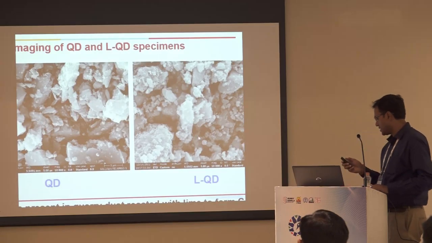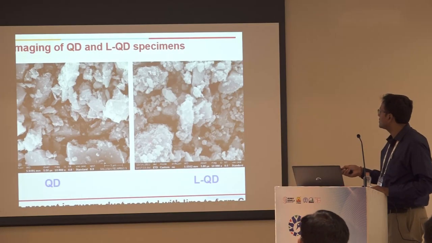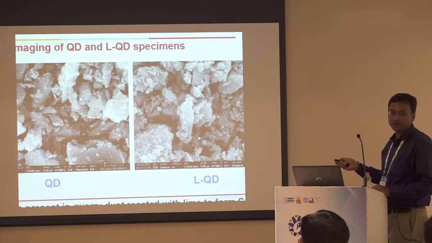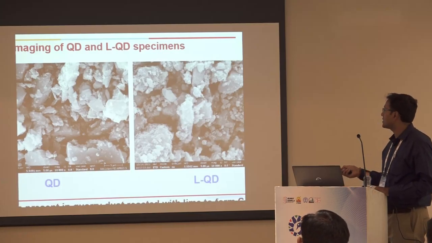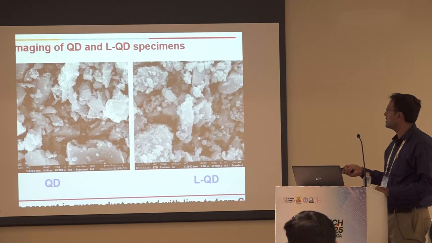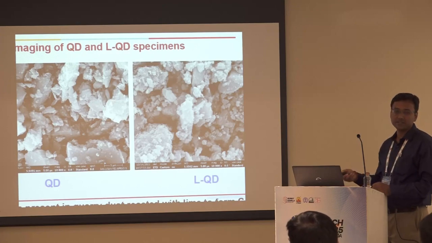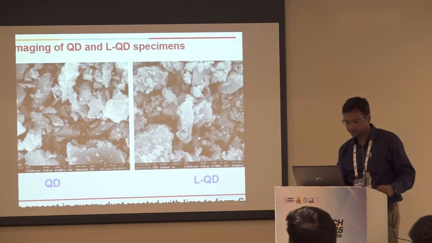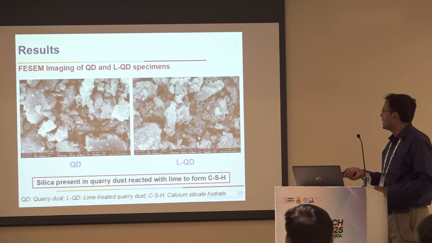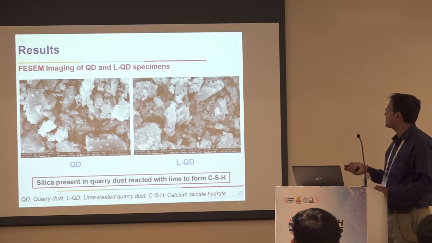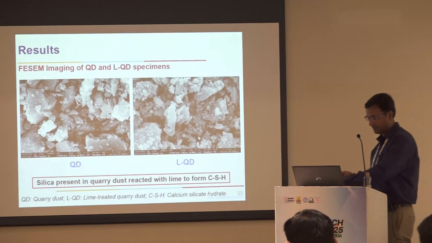I hope you are able to see that on the quarry dust particles there is some amorphous product which has formed. These are basically the CSH phases which have coated the quarry dust particle. We performed EDX on this one as well, and we were able to see that these amorphous phases were actually CSH. We were able to see Ca and Si present. So we can consider here that the silica which is present in the quarry dust definitely reacted with lime to form some CSH, the cementitious product.